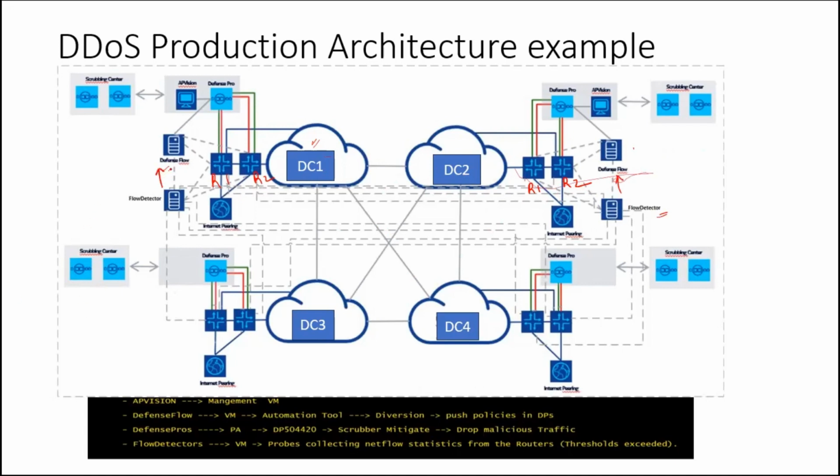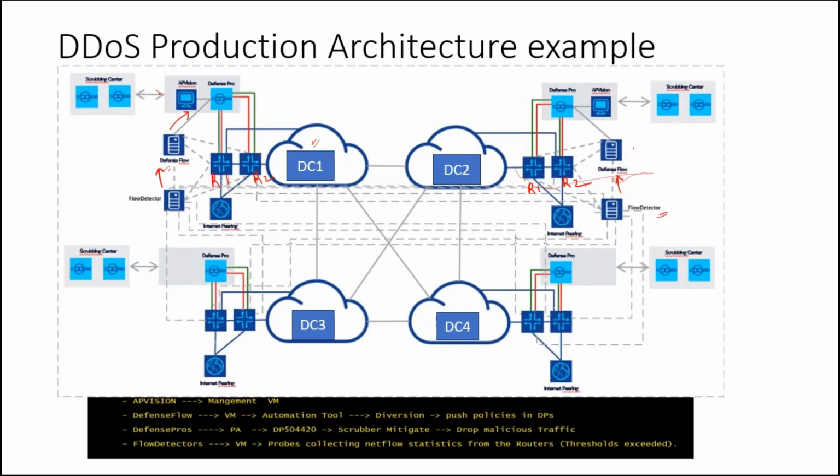Now, the defense flow cluster will be connected to the defense pro via the management network, providing the information needed for the mitigation of an attack. Finally, the defense flow will connect to all the routers to instruct the routers via BGP to route the traffic to the defense pro. So they are internally connected with the routers in case any attack is detected.